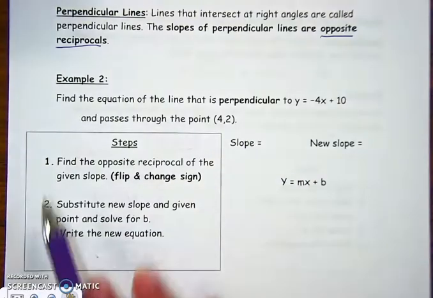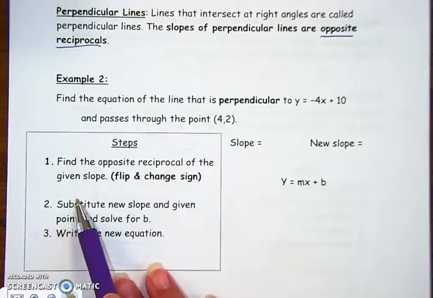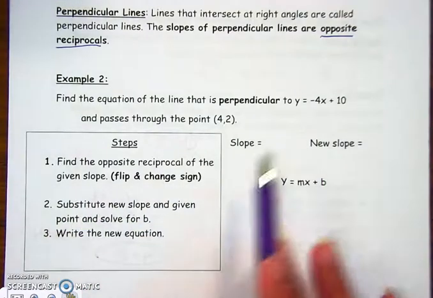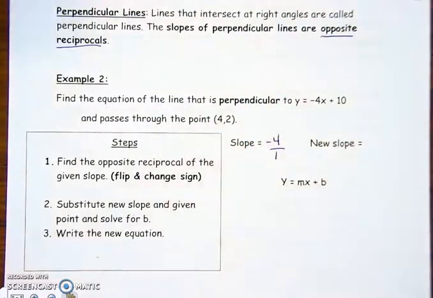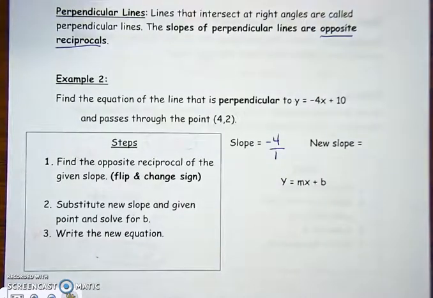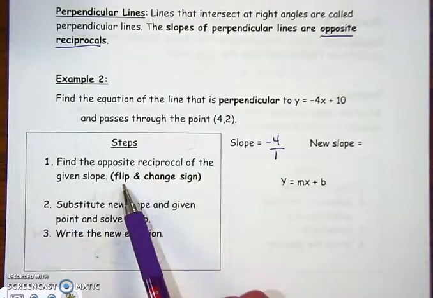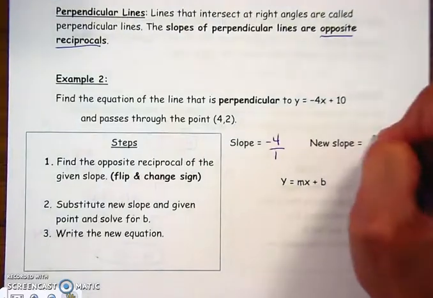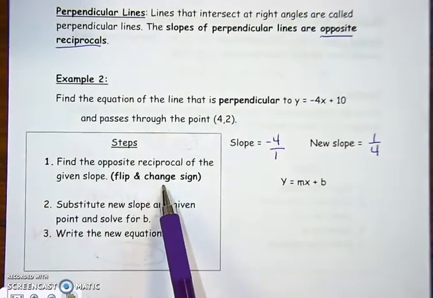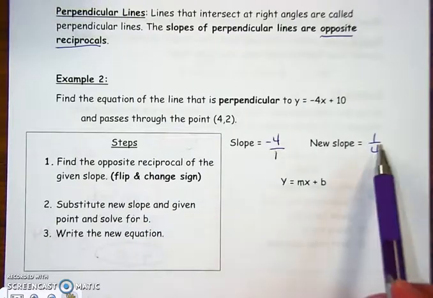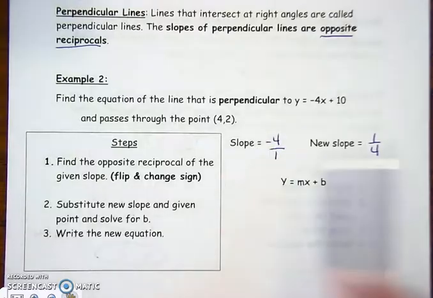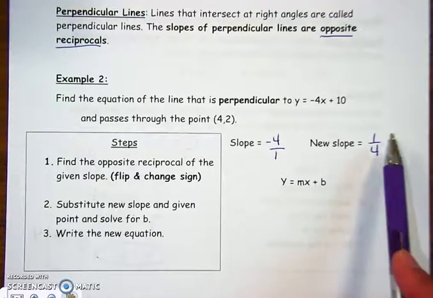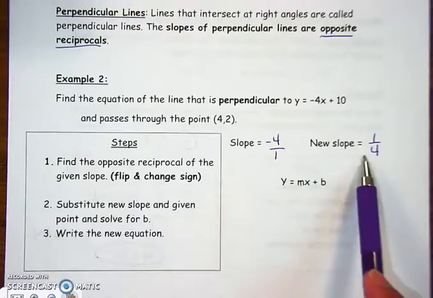So our first step, it says find the opposite reciprocal of the given slope. If we look at our equation, we know that the slope that is given is -4. And I can make that into a fraction by putting a 1 underneath it. If I'm trying to find the new slope, I know that I need to flip what's given. So I flip it, and then I want to change the sign. So instead of being negative, it is positive. This is the opposite reciprocal. You take the given slope, you flip it. Notice I have 1 over 4 now. And then you take the opposite sign. It's positive.